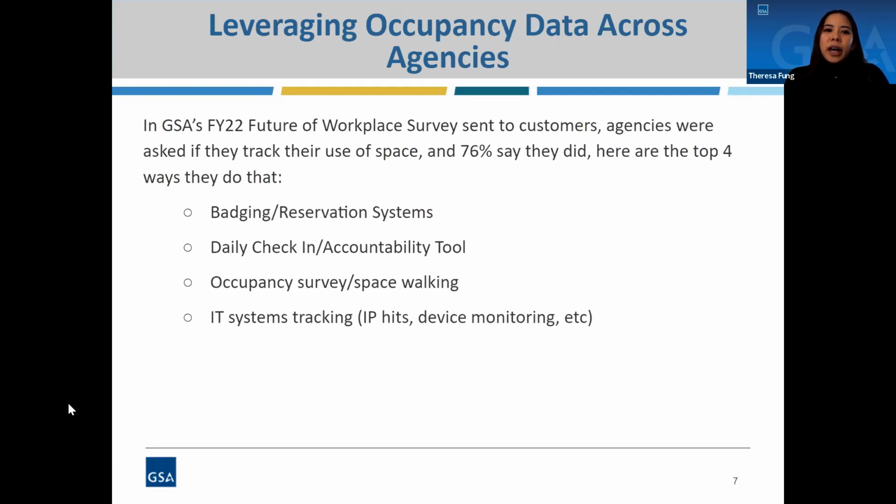Like we mentioned, in a survey sent to customers, a poll of over 60 different customer agency bureaus, 76% said that they did measure occupancy in their space. And these are the 4 ways that those agencies are doing that. They're doing it through badging systems, which is the most popular. Agencies are also using daily check-ins or some sort of self-reporting accountability tool.